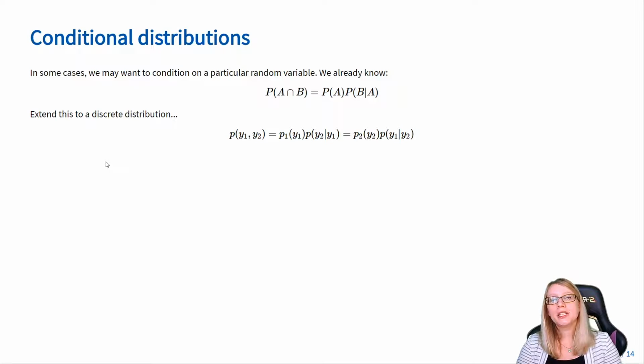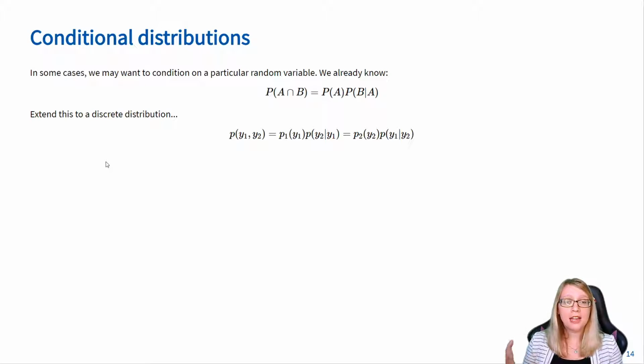Now, in some cases, we might want to condition on a random variable instead of, say, a discrete event. So think about what we've learned previously related to conditioning. For events A and B, we know that the probability of A and B both occurring is the probability of A times the probability of B given A.